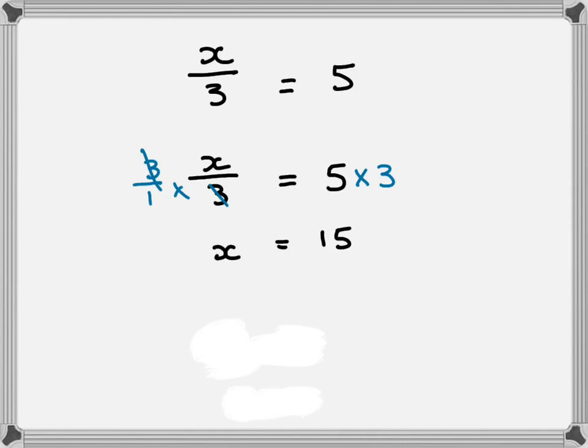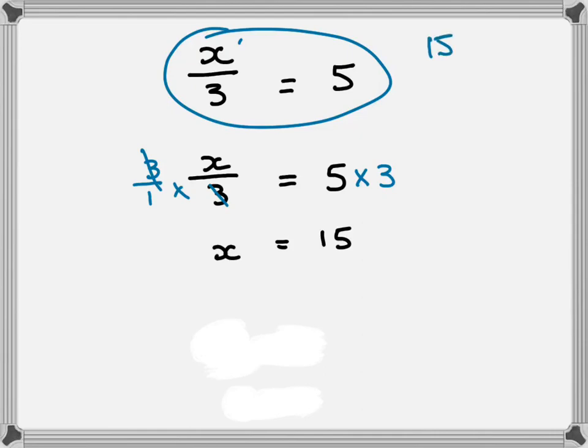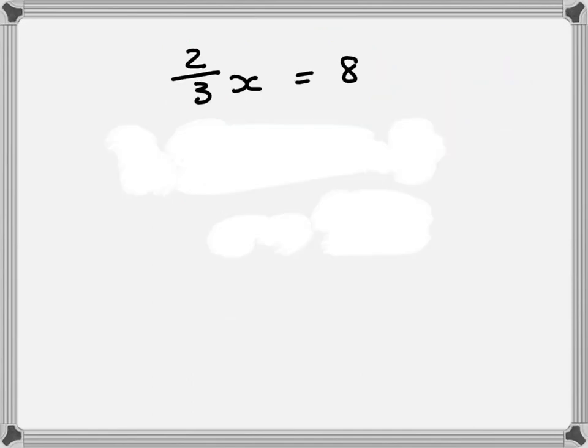So we also know that if we had to substitute 15 back in over here, we would end up with 15 over 3 is equal to 5. And that's right, because 3 divided into 15 is 5. Okay, correct. We've got the right answer there. Okay, here we have, again, we're going to have to isolate x by multiplying by the inverse. Okay, so we need to multiply by 3 over 2.